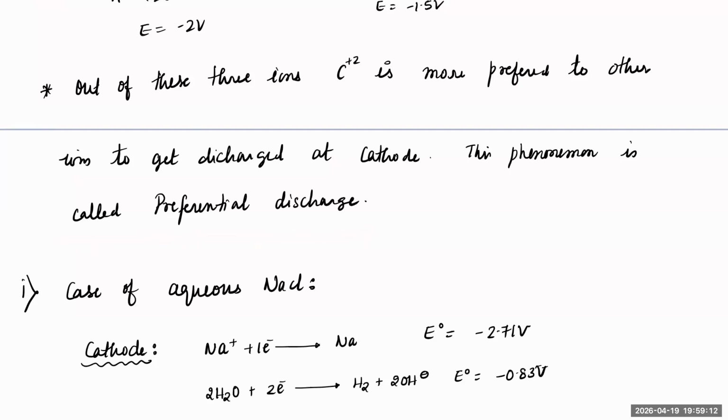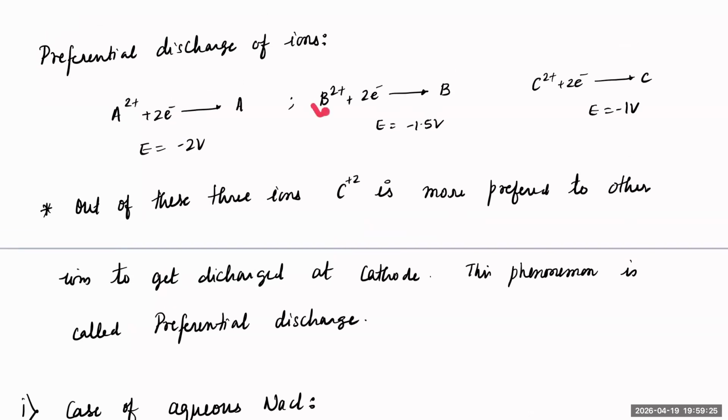Now you might ask, sir, what about other ions? Will they get reduced or not? Of course, they could also get reduced. But the priority is: first let C2+ get reduced, then B2+ will get reduced, then A2+ will get reduced.